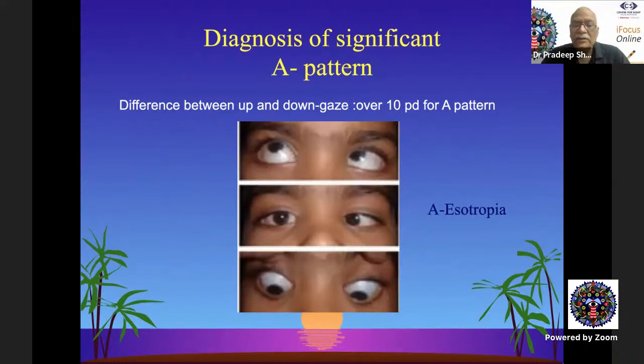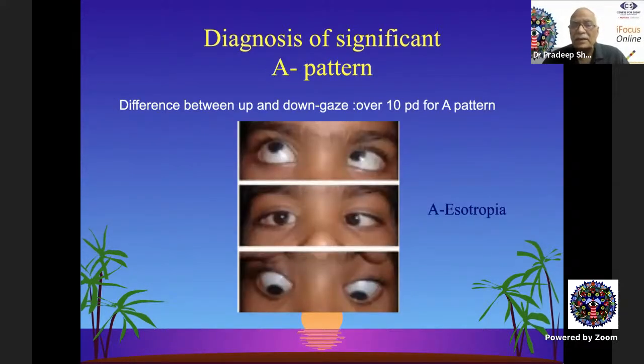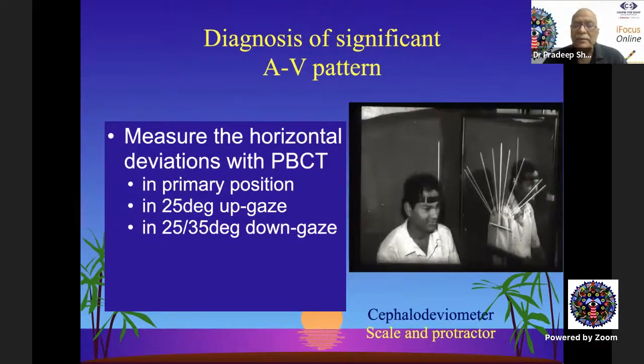On the other hand, now you have here a pattern. Now you see the ESO is there in the primary position and becomes more ESO in up gaze and less ESO or almost ortho in down gaze. So this is an A pattern esotropia. The difference between the up and down gazes for V pattern, we take it as 15 prism diopter minimum difference to make it a significant V pattern. Whereas for A pattern, we take it just as 10 prism diopters to differentiate between the up and down gazes. Up is taken as 25 degrees and down gaze measurement is 35 degrees looking down. So these are the measurements that we'll take.